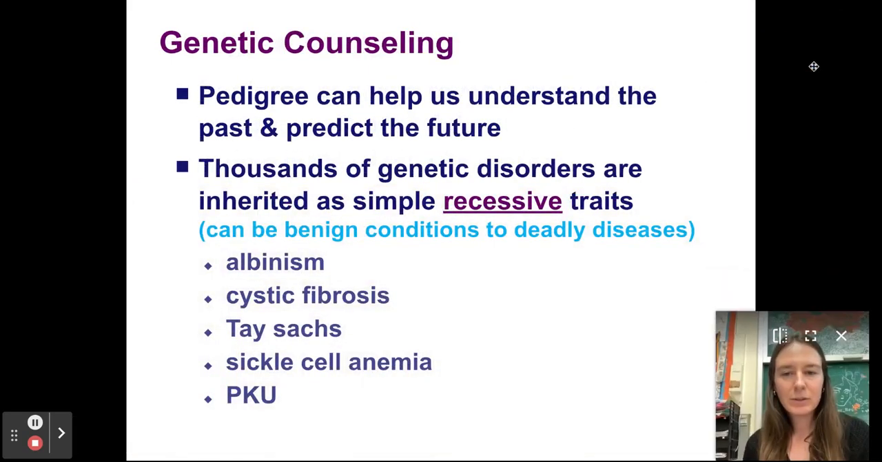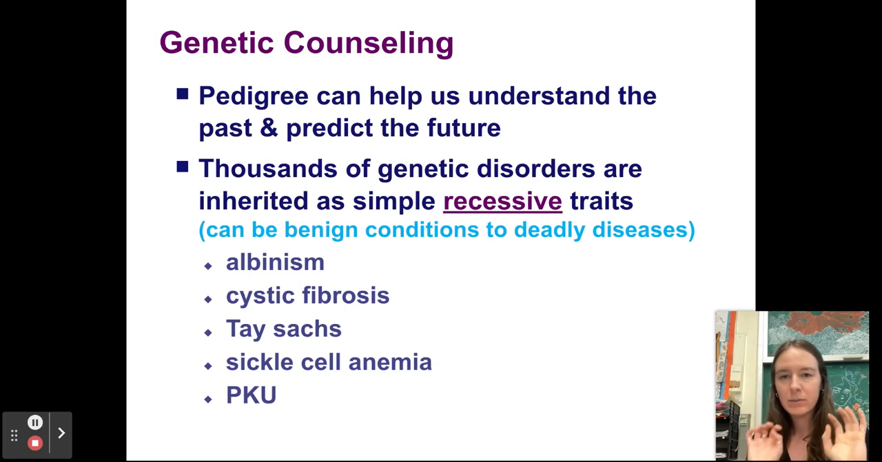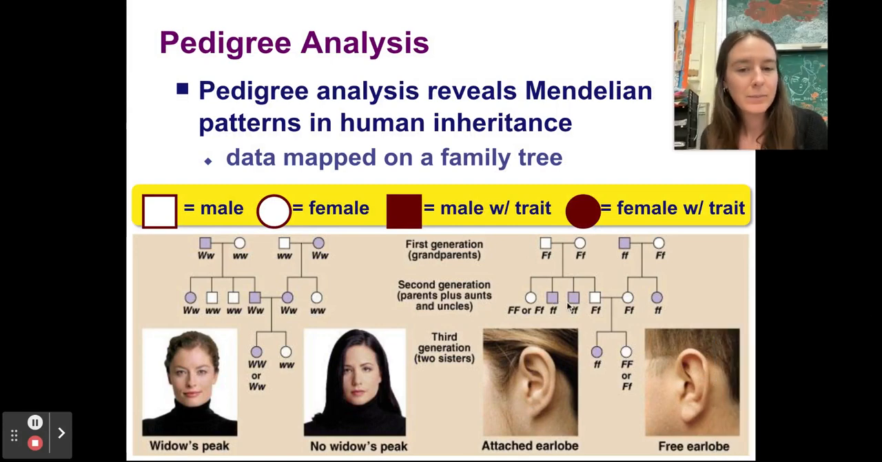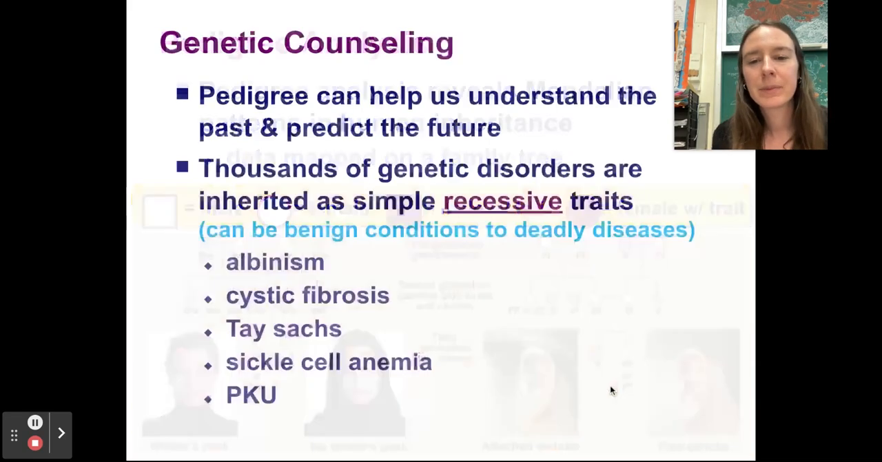Now, what do pedigrees help us do? They help us understand the past and predict the future. So you can look at your grandparents' traits and then predict based on what they look like. If you notice that even though grandma and grandpa didn't have attached earlobes, the offspring did, that tells you, ooh, maybe they were carrying an allele. And then you can start predicting, okay, if this person mates with another person, what is your offspring going to look like?